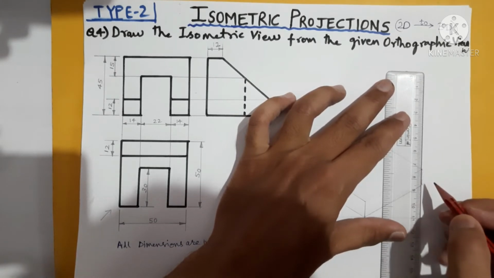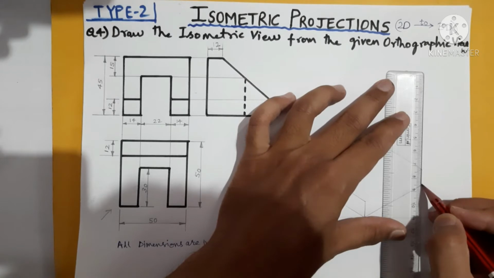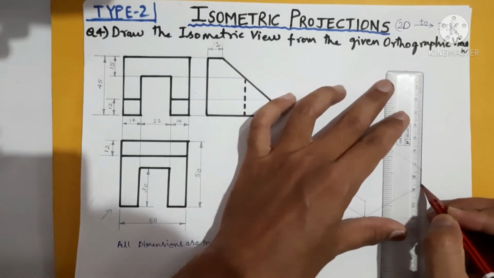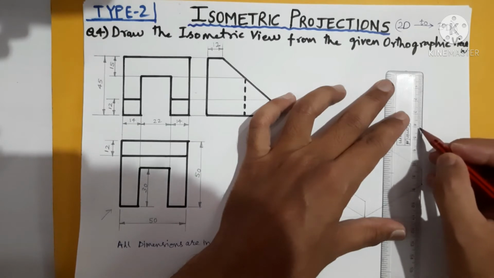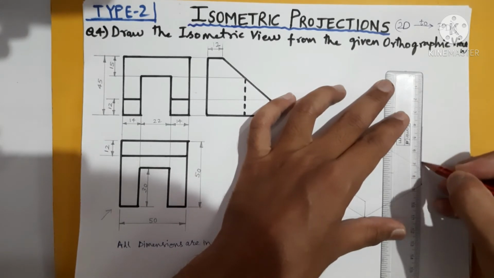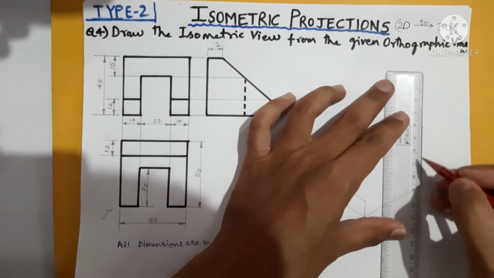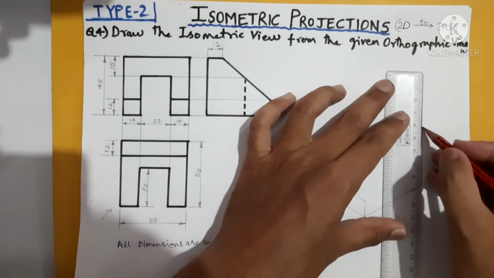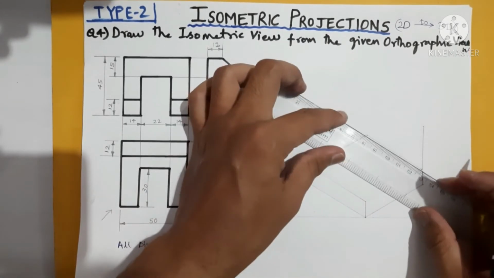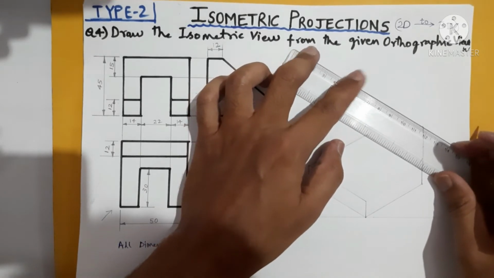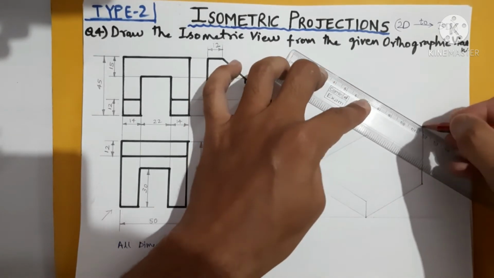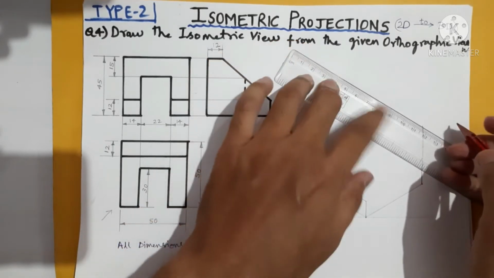Vertically upward we will go 45 from this corner. So this is 5 here, 10, 20, 30, 40. Okay, this is the required height. Then parallel to this line you have to move from here. This distance how much? Equal to this 50.